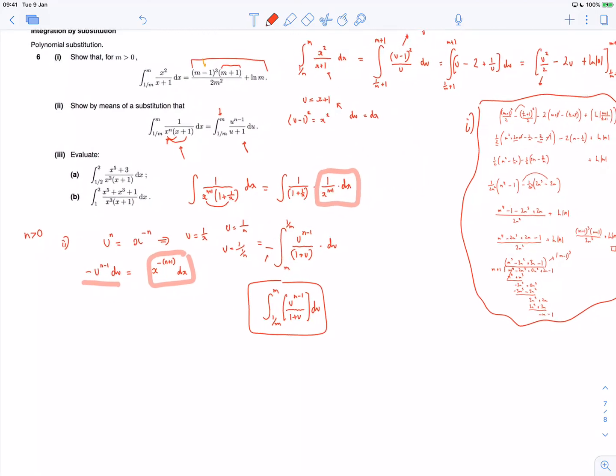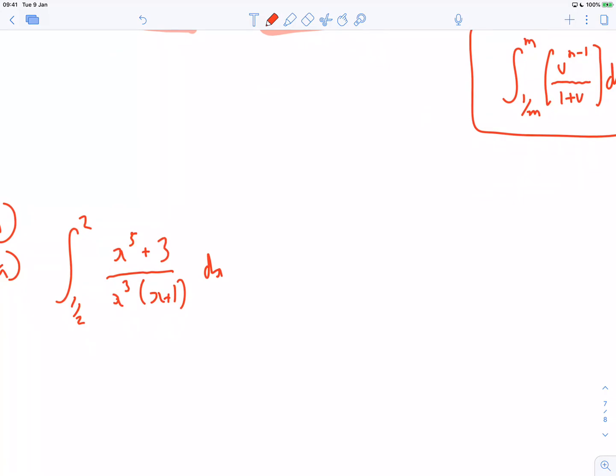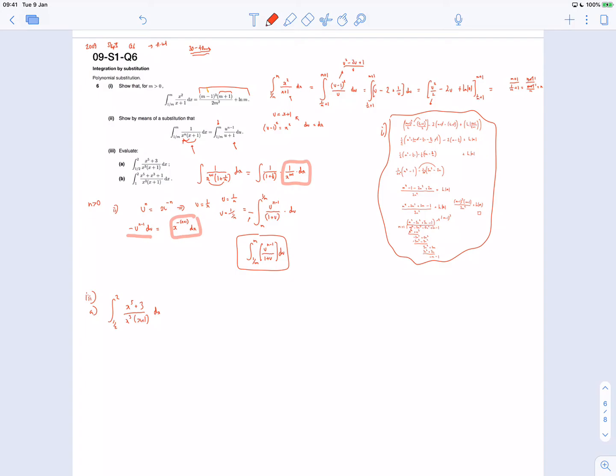Okay. So let's just crack on, shall we? Part 3. Evaluate the integral between 2 and a half of x to the 5 plus 3 all over x cubed times x plus 1 dx. Okay, so the point of this question is we've got to use what we've seen so far. We could do integration by parts, but I think that would get a little bit messy.